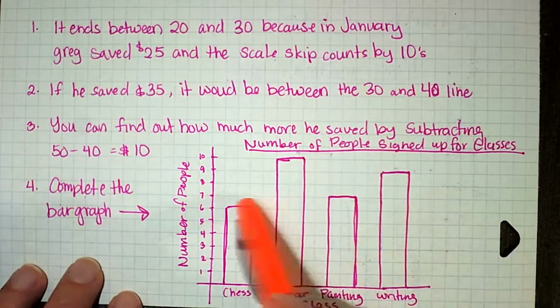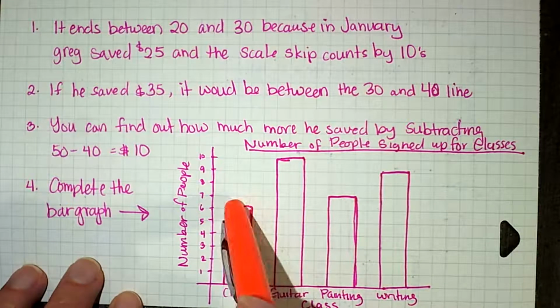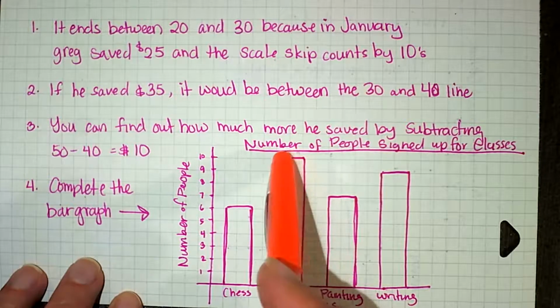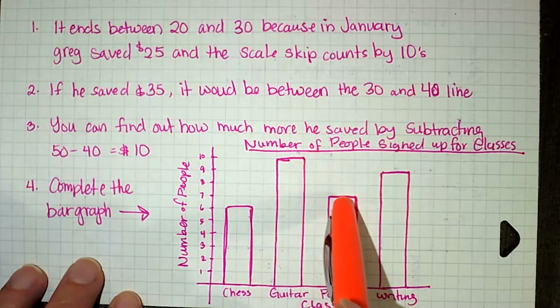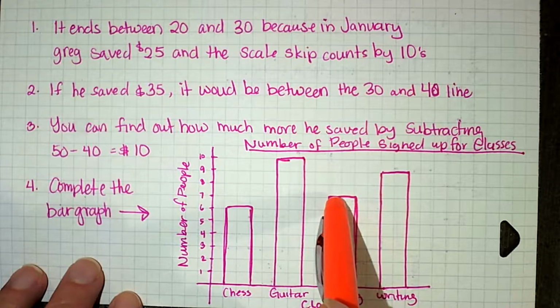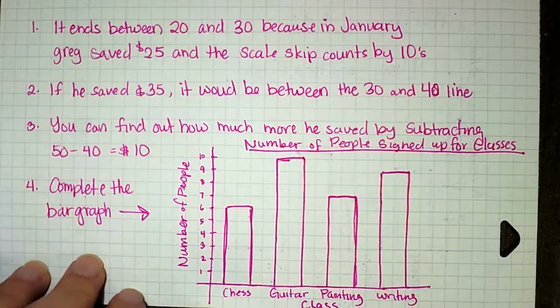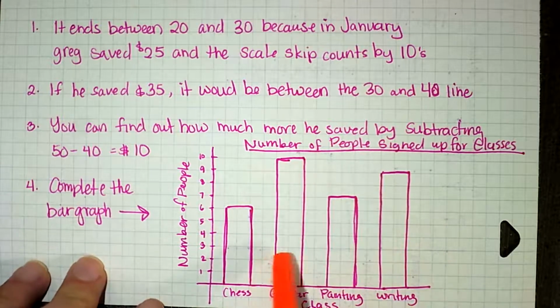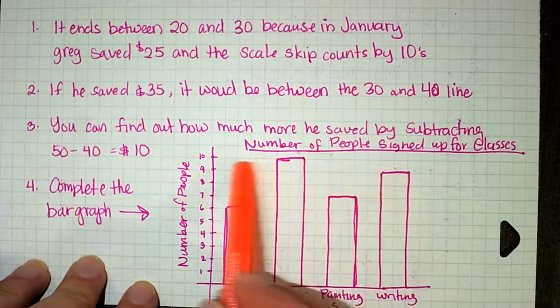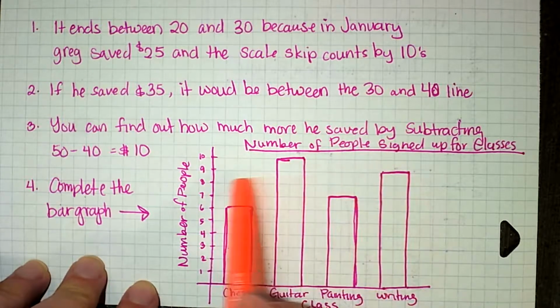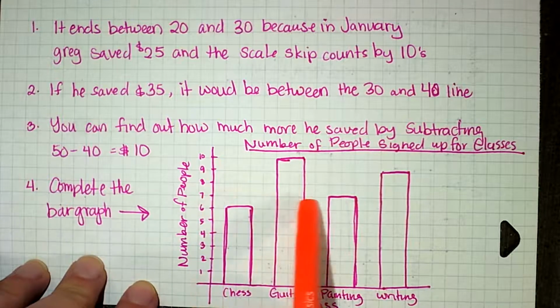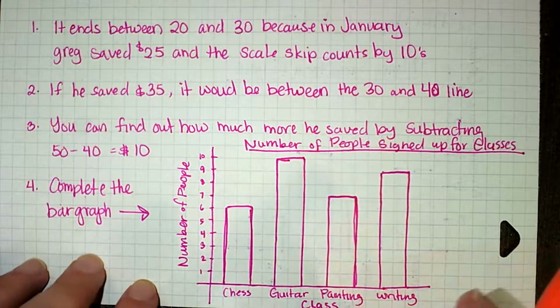And then I can see chess had 6 people, so it went up to the 6 line. Guitar had 10 people, so that went up to the 10 line. Painting had 7 people, and then writing had 9 people. So I made each one of those bars according to the data table, and I made sure to trace across to make sure that I was making my bars in the right place using the correct grid lines.